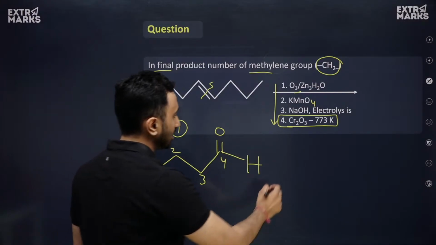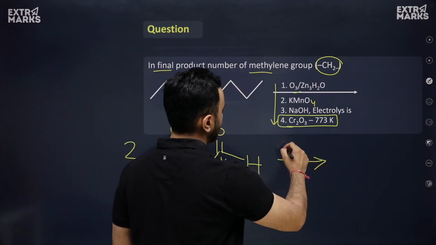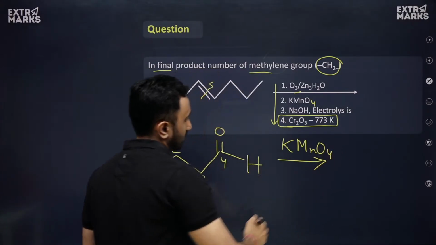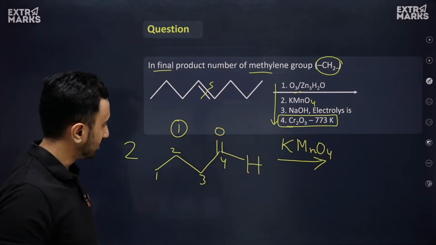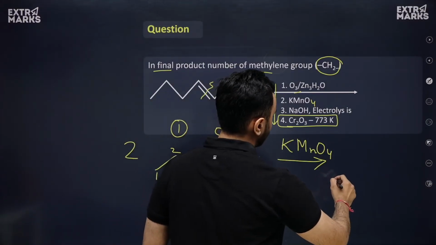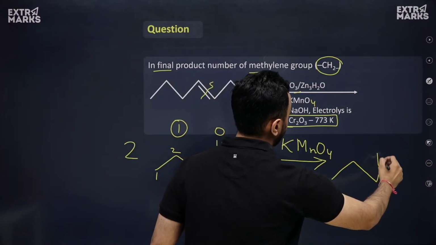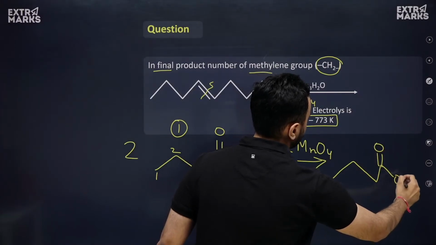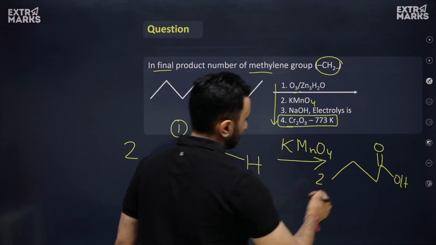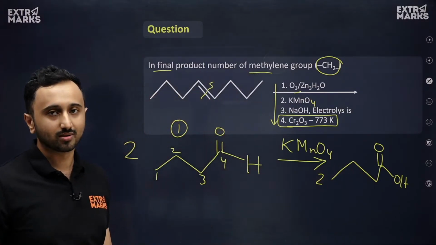Now, when you do its oxidation using KMnO4, you will convert this into carboxylic acid. Let's see. We can simply add one oxygen atom over here. So this is what you'll get. OH. 1, 2, 3, 4. 2 such compounds, right?